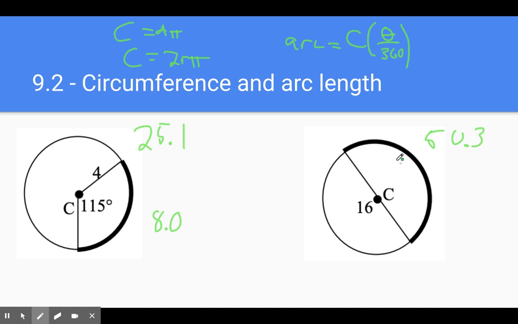All right, for this arc length, it's the same thing. We know the circumference is 50.3. For theta, it's technically not given to you, but we know that a diameter creates a semicircle, and a semicircle automatically measures 180 degrees. So for that one, we would do 50.3 times, in parentheses, theta is 180 divided by 360, which comes out to 25.12. Or if we round it to the nearest tenth, 25.1.